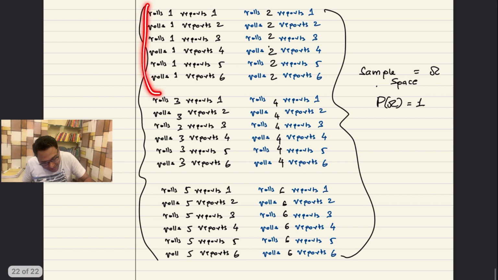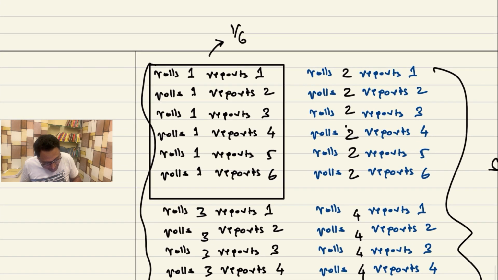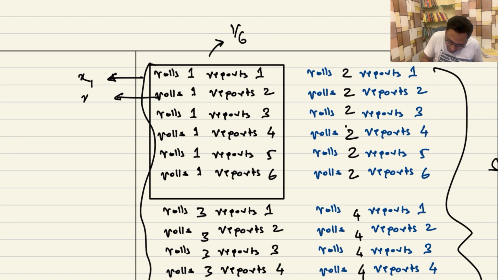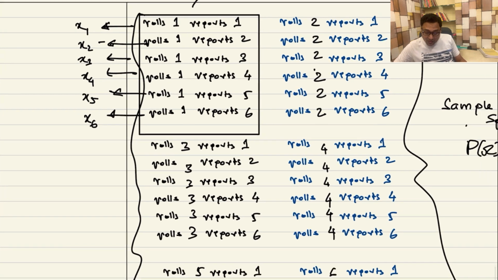each chunk of 6 should add up to 1/6. I mean, this one will be some number x1, this one some number x2, this one some number x3, and so on, x5, x6. So all 6 of them, if I add them up, should be 1/6. Why is that?